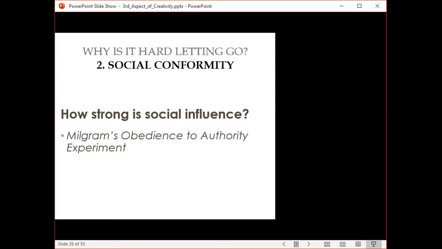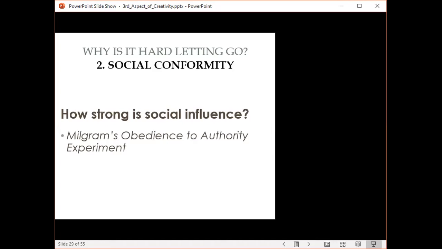Because every time you shock the learner, the teacher's supposed to increase the voltage. Now you can imagine, oh, by the way, I should tell you that the person placed in the learner's room receiving the shocks wasn't actually receiving them, and wasn't even really a volunteer. They actually were part of the study.